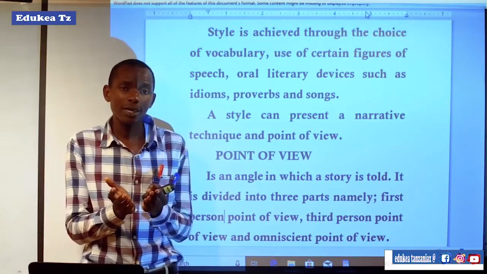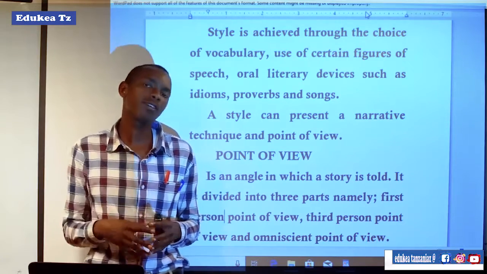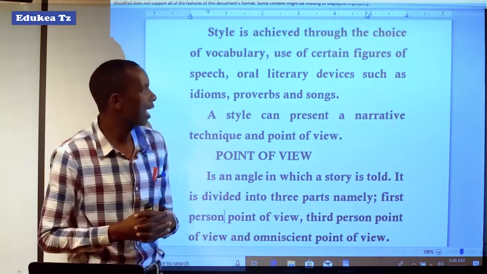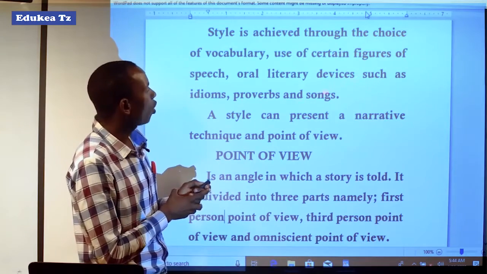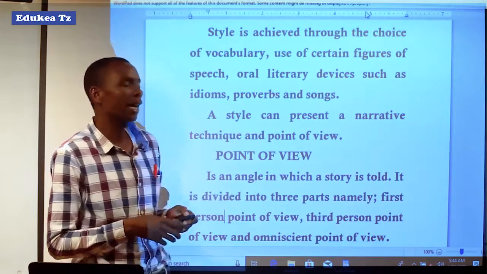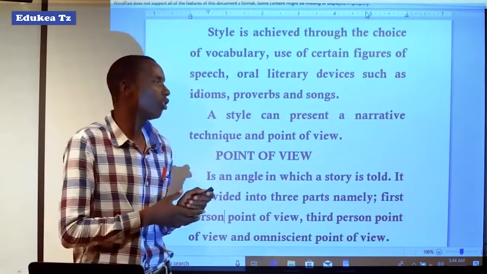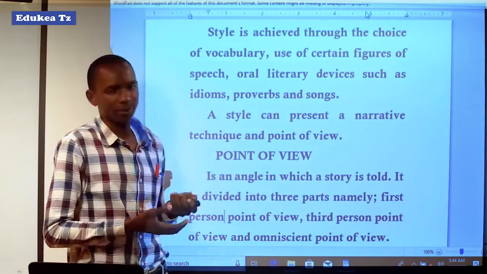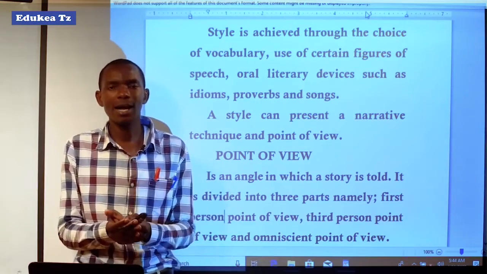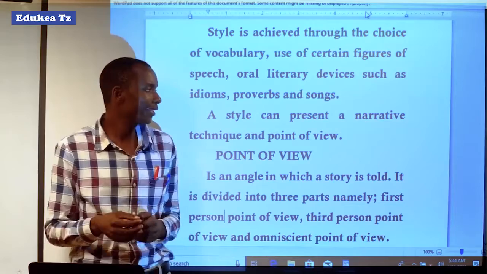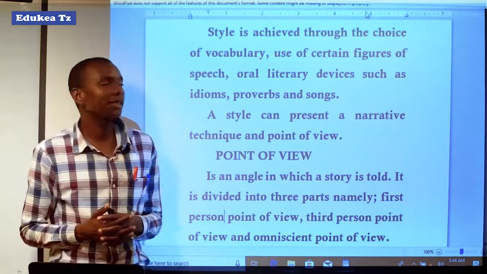Also, an author tries to prepare figures of speech which will be included in his or her literary work, to make it a peculiarity of that literary work. Also through oral literary devices, an author or a writer may use different idioms, proverbs, and songs. It can be a play, but within the play, you may see how a writer includes several songs in that literary work. So that is another literary technique.